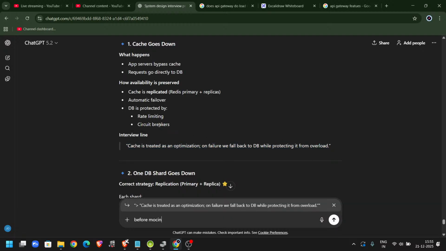Before moving ahead, I understand the DB can be prevented from overload by... Why rate limiting?